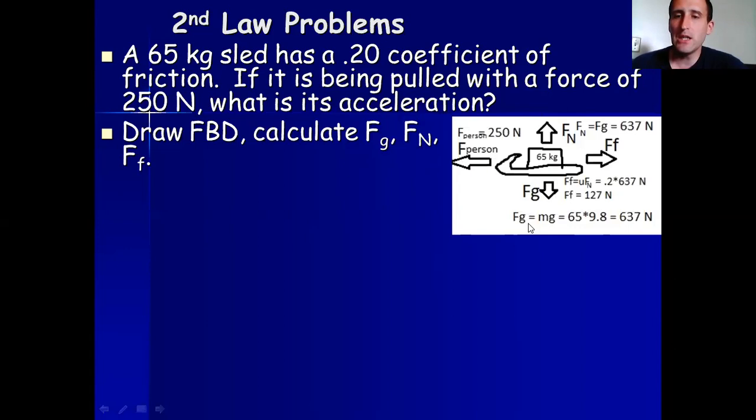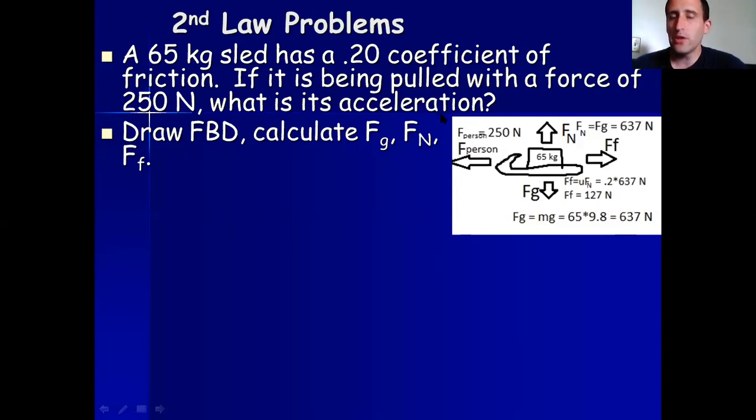Gravity is pretty easy. Again, force of gravity is mg. That's the definition of weight. They did tell us the mass of the sled, so we can calculate that to 637 newtons. Since there are only two vertical forces, the normal force is going to be just as big as the gravity force. Now, let me say a thing about this angle thing.